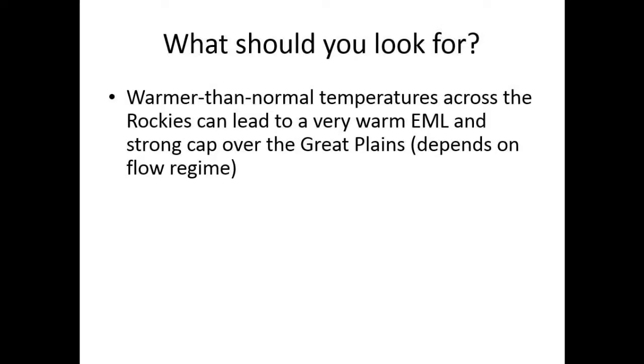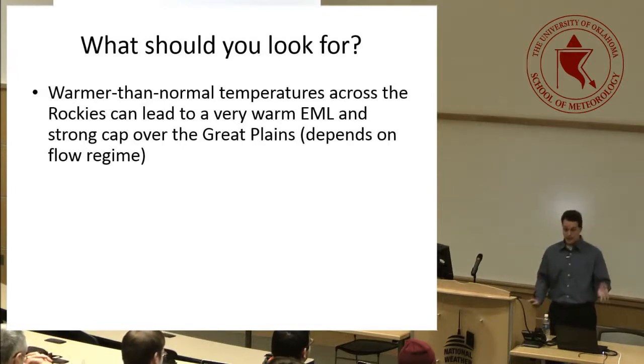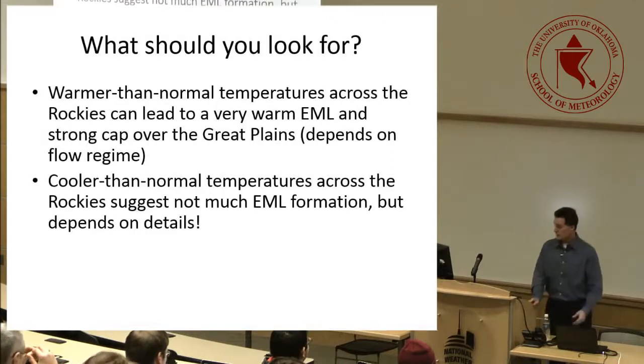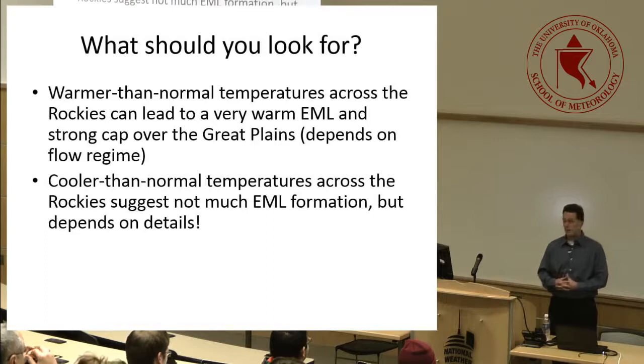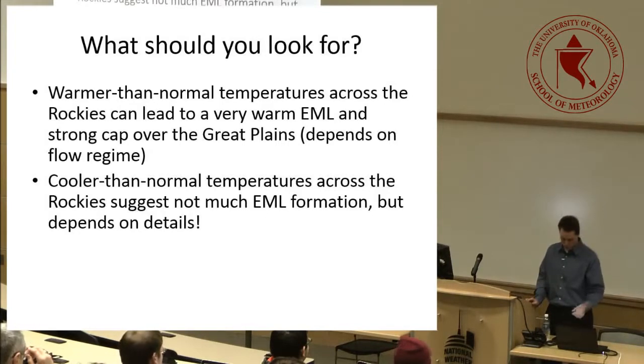All right, so what should you look for? One thing is, look at the surface temperatures out there: Salt Lake City, Durango, Colorado, Albuquerque, Flagstaff. If it's way above normal out there, if they're having record highs, that's going to say something about the warmth of the mixed layer that's likely to come east over the plains. If it's cooler than normal, it may mean a deeper mixed layer, or it might mean that you don't have as much of one. There could be clouds, any number of things can be happening. You just have to put all the information together. And the details do matter.